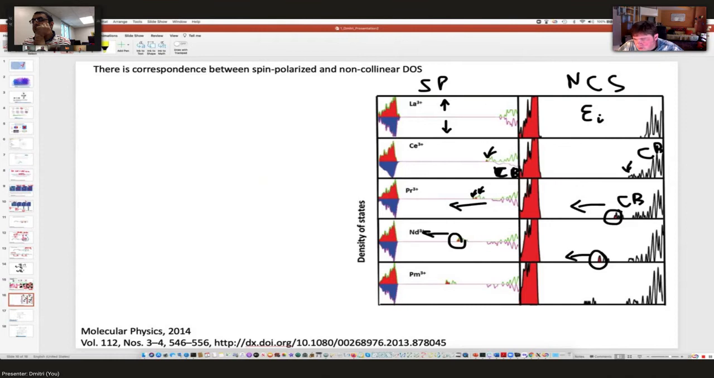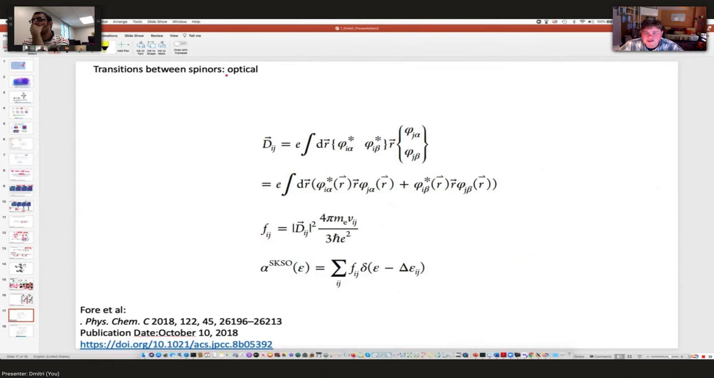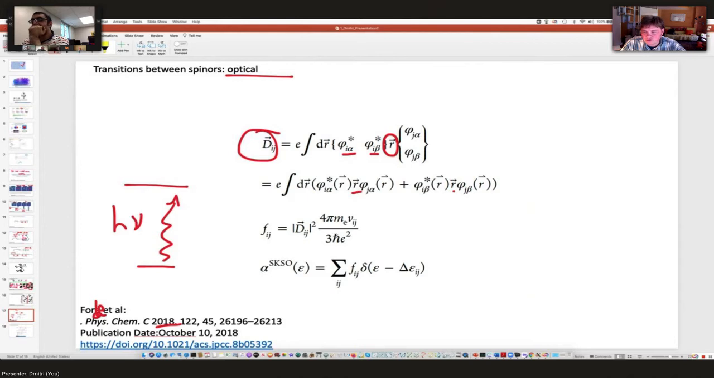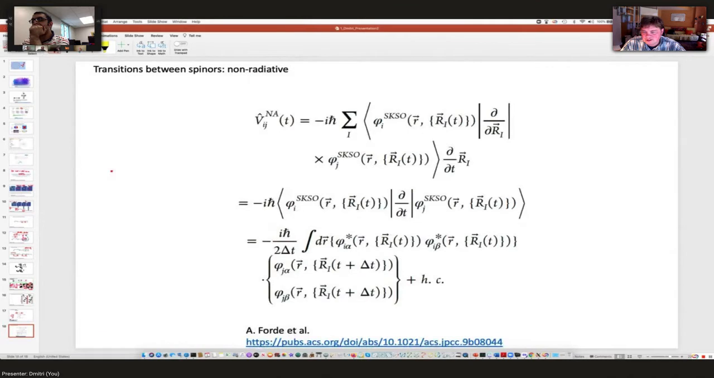And a few more things. Since spin is not a good quantum number, transitions between spin orbitals, which can have different spin, are possible. And these transitions can be optical when one computes the transition dipole between spinors. A spinor has two components, and the transition dipole is just the matrix element of the position operator. This equation I just copy-pasted from Aaron's paper. So these are transitions due to light. And transitions may also happen due to dissipation of energy into vibrations.